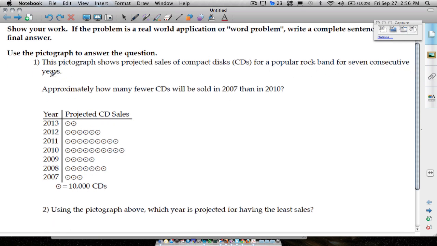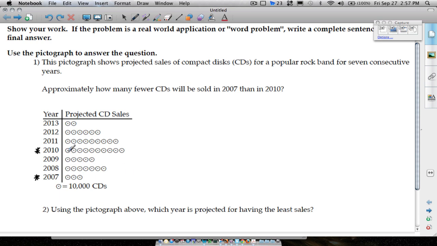Number one, this pictograph shows projected sales of compact discs for a particular rock band for 7 consecutive years. Approximately how many fewer CDs will be sold in 2007 than in 2010? First of all, in this pictograph, each CD represents 10,000 CDs. So we're focusing on 2010 and 2007 right now, since we want to find out how many fewer CDs will be sold in 2007 than in 2010.